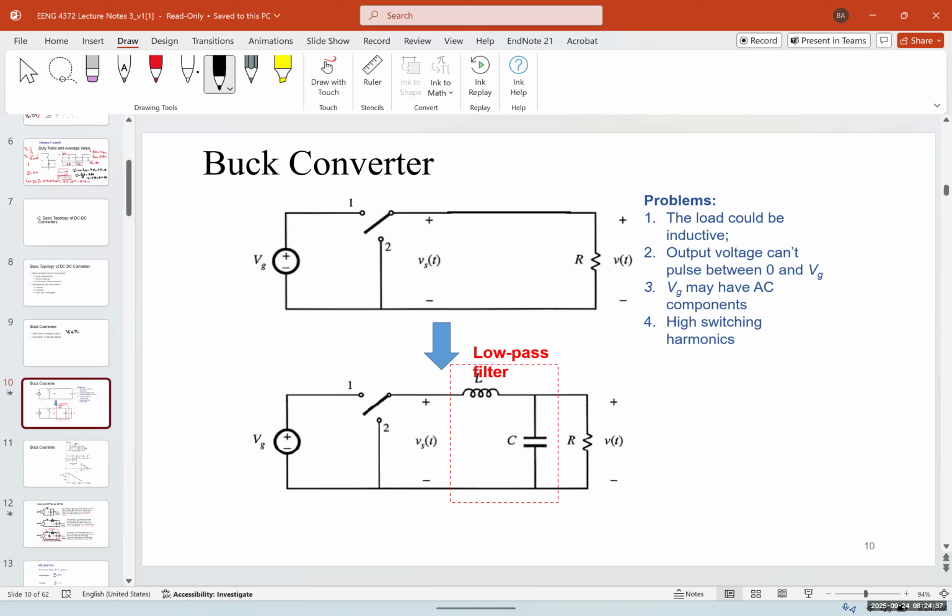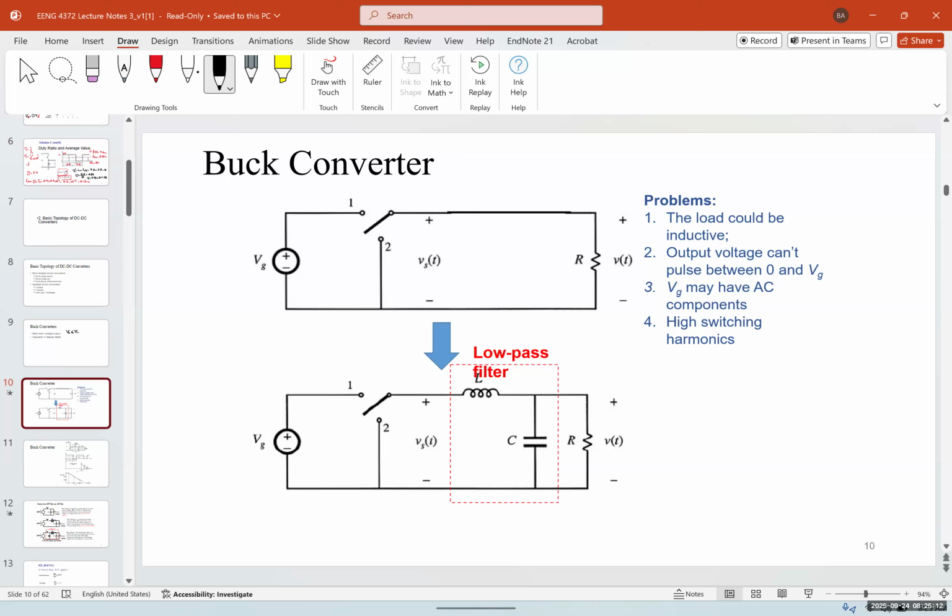So this is a normal buck converter. But the thing is, as I mentioned, if you measure the voltage in the output with an oscilloscope, you would see a pulsating DC. So the first thing that we need is to add a storage system to be able to store the voltage so we can smooth it out. Also, the load could be inductive. So that's another problem. I would explain why that's a problem.